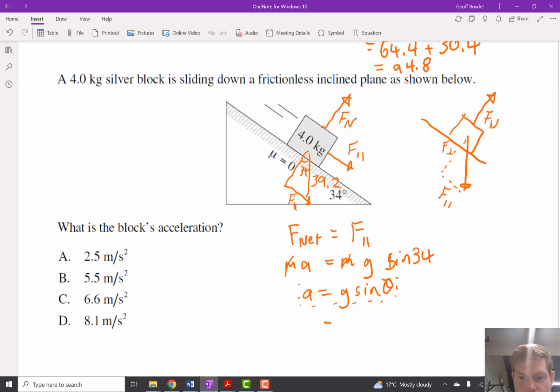So anyway, it's going to equal 9.8 times sine 34, which is going to be a little bit more than half of 9.8, which sounds like 5.5 to me, but I'll do it just the same. 9.8 times 34 times sine. Yep, 5.5 it is.